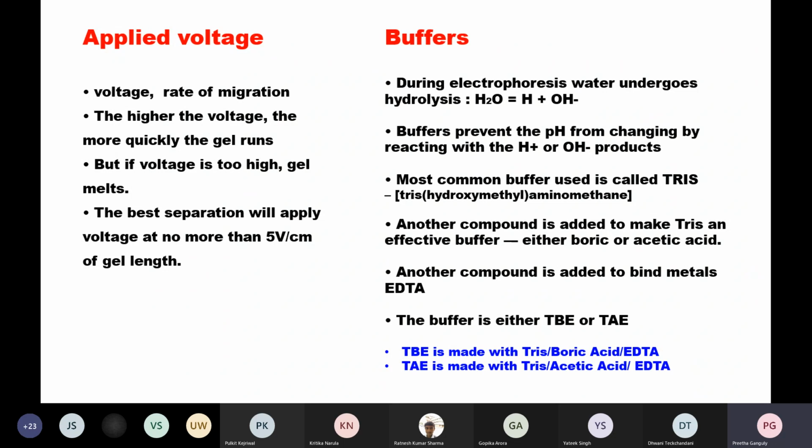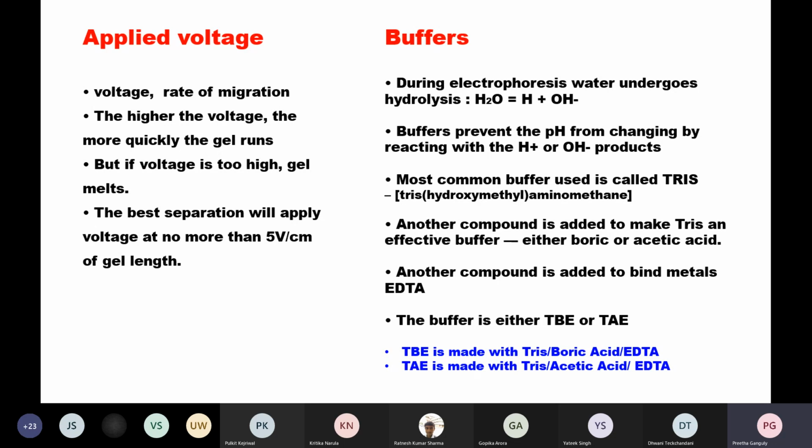Now let's talk about the buffer, that is 1x TAE buffer. Why don't we use water in place of buffer? Simply, we want conductance. This buffer has electrolytes because of the salts present, and therefore conductance is present in this entire method.